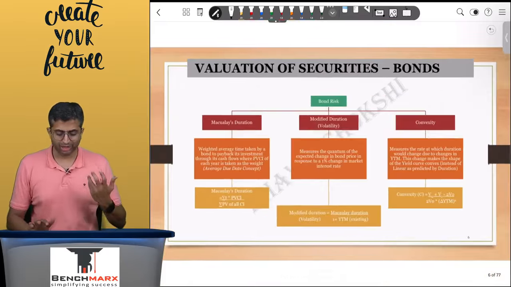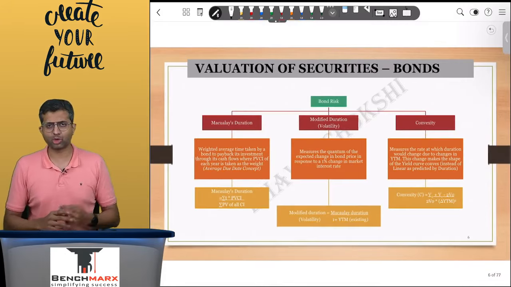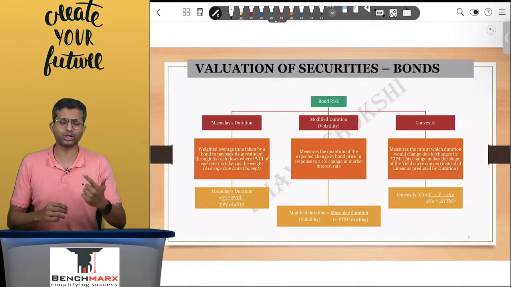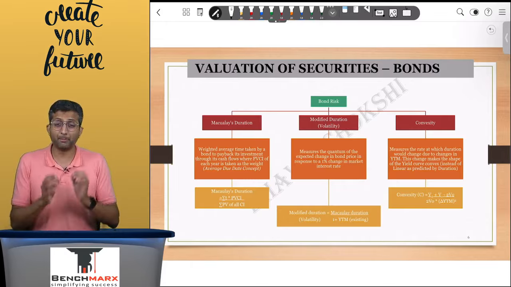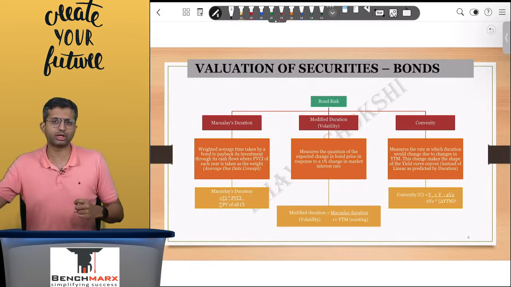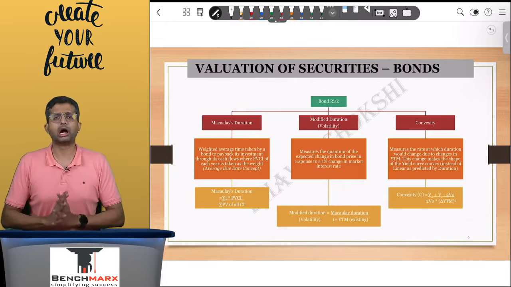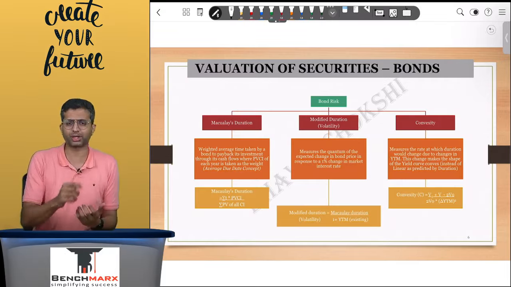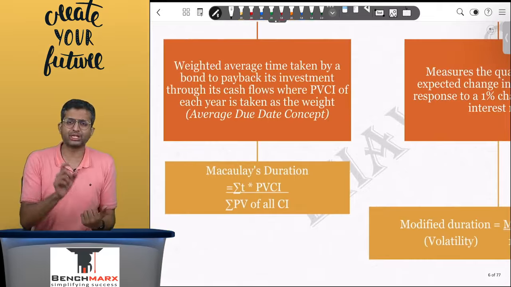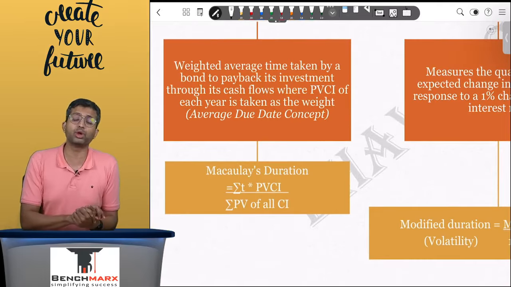Next, you move on to bond risk. There are 3 main measures of bond risk. There is the Macaulay duration, modified duration and convexity. Macaulay duration is a measure which is a time-based weighted average, taking present value of cash flows as a weight. So you will calculate the Macaulay duration as summation of t into PV of C_t upon summation of PV of all C_t.